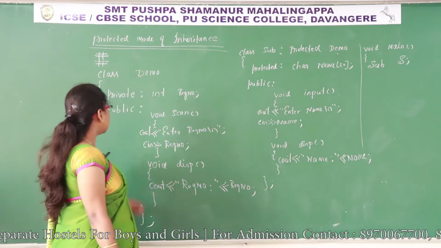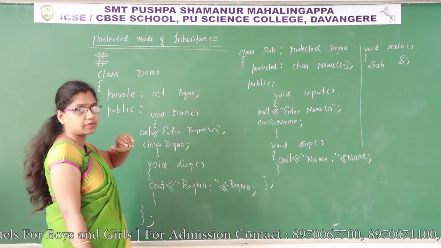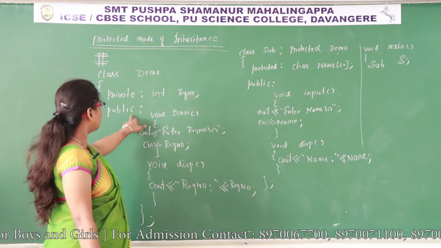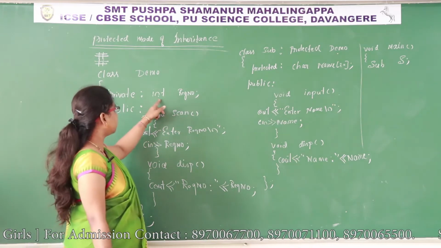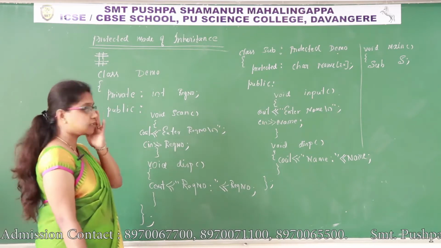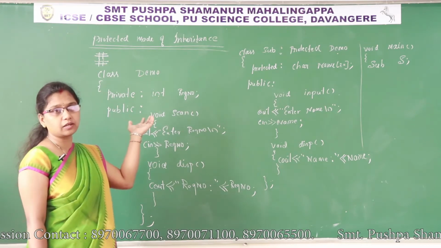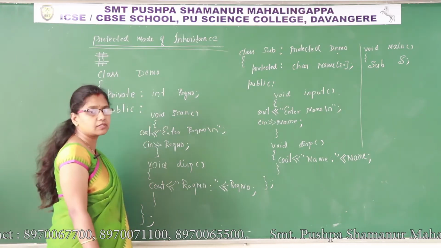What are the private, what are the protected members? No protected members in the base class. Okay, so what are there? Private and public members are there. This private member cannot be inherited to the derived class. So what is there in the private section? REGNO. So this private member has to be accessed through the member function scan.